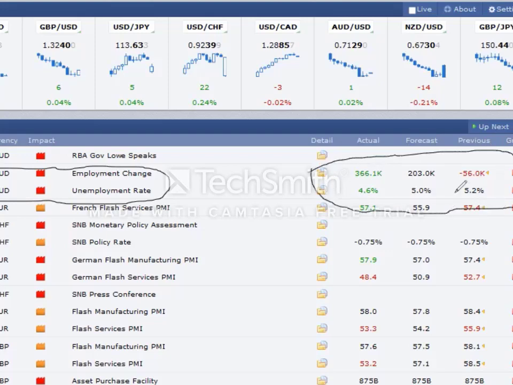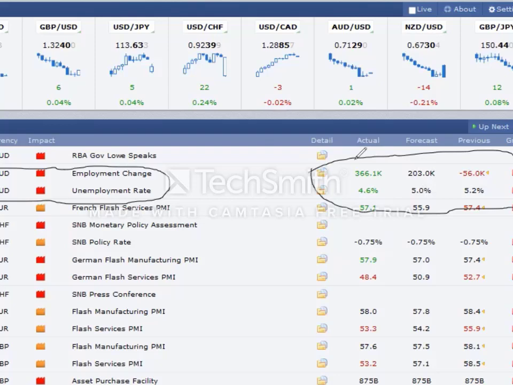So the previous is telling me what happened the previous time before the news was dropped. The forecast was predicting what could happen before the time the news was dropped, and the actual was what actually happened at that time. So this time, I will correlate it like this. Employment change previously was minus 56.0K, and forecast is telling us that it's going to get to 203.0K. And it came out at 366.1K.